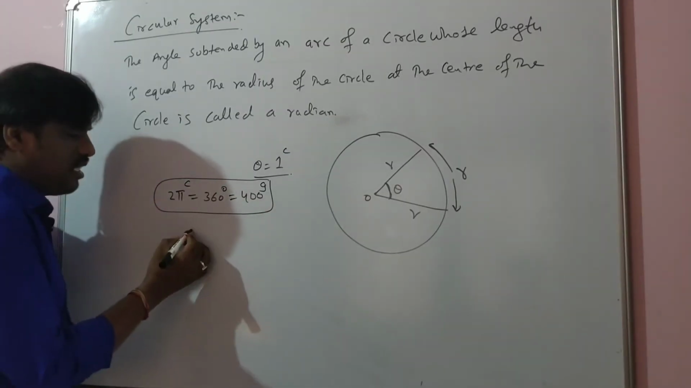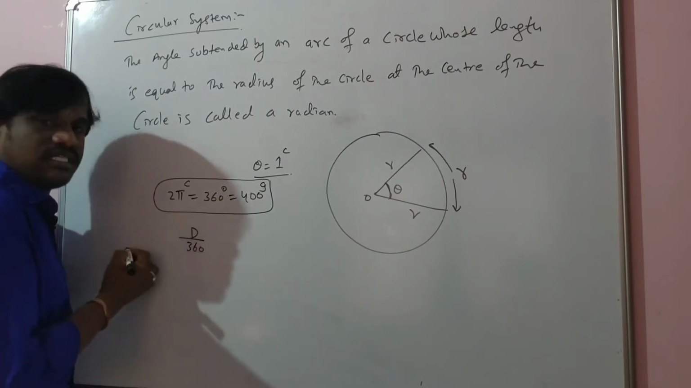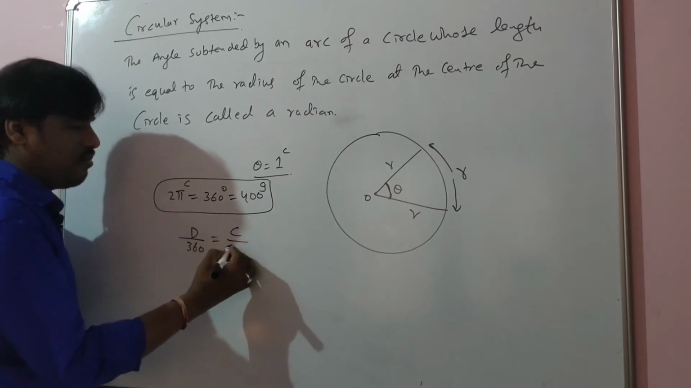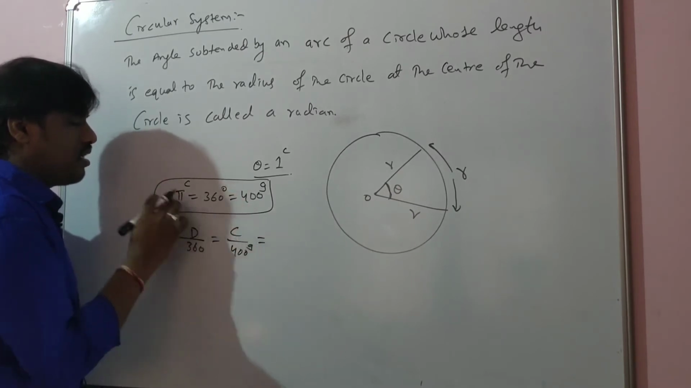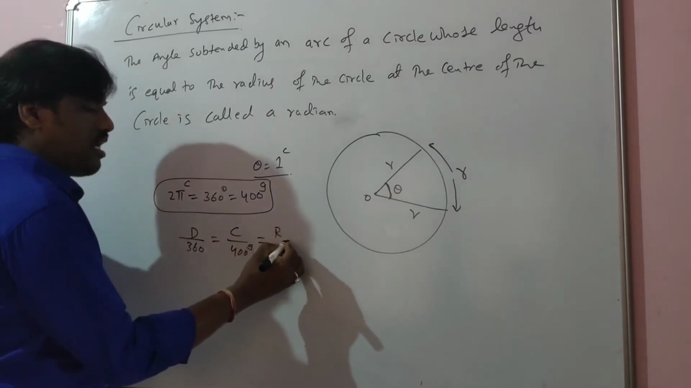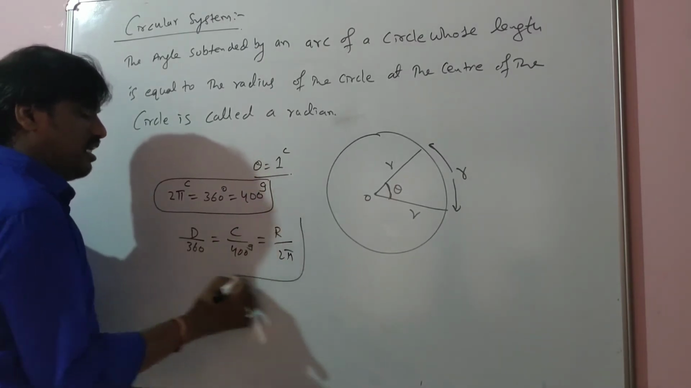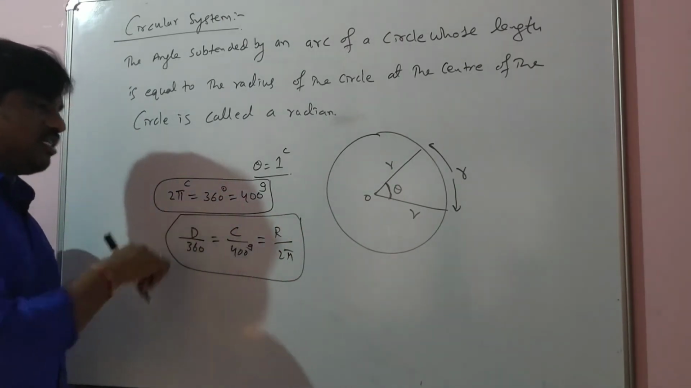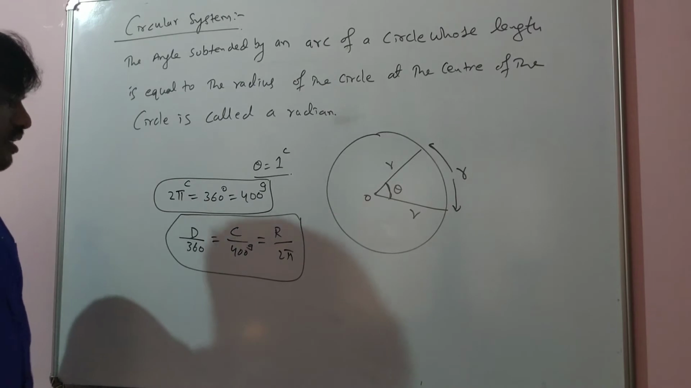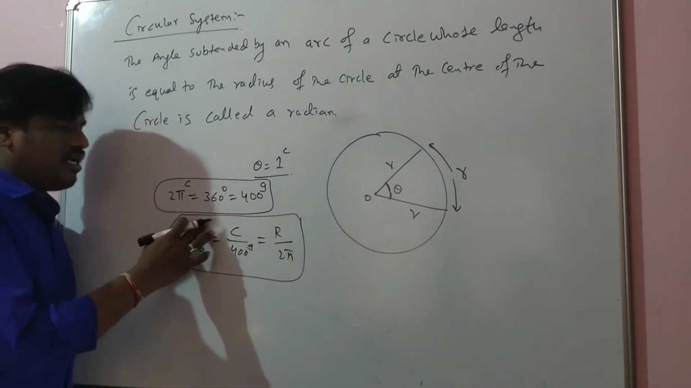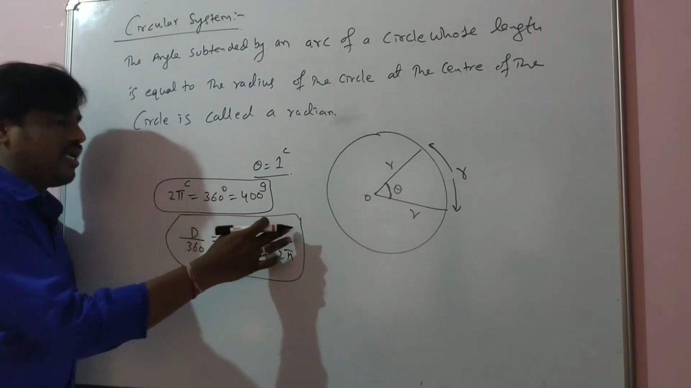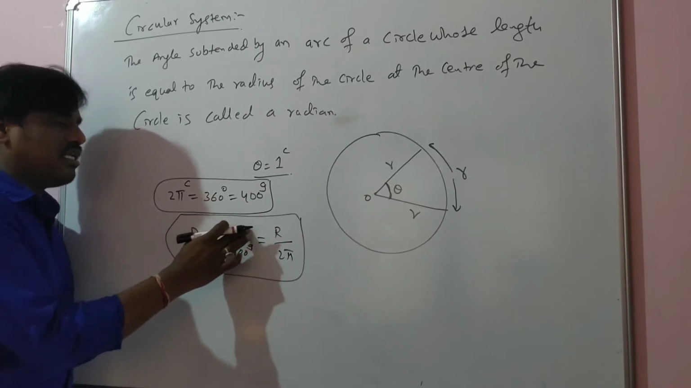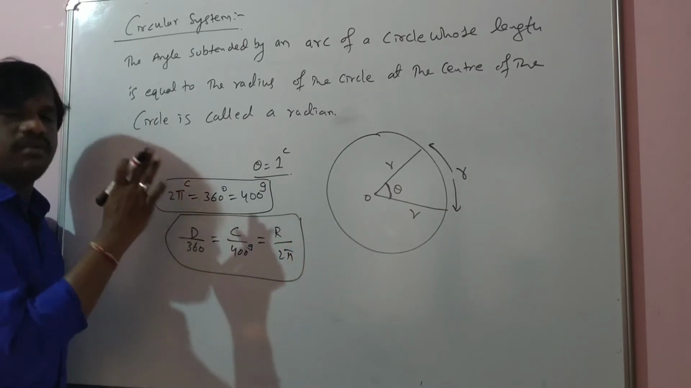So I can write degree as D by 360, grade, that is centesimal, as G by 400, and radian as R by 2 pi. This is the relationship between the 3 systems. Hope you understand: degree, grade, that is centesimal, and radian. If you are confused, you can remember the order degree, centesimal, radian.